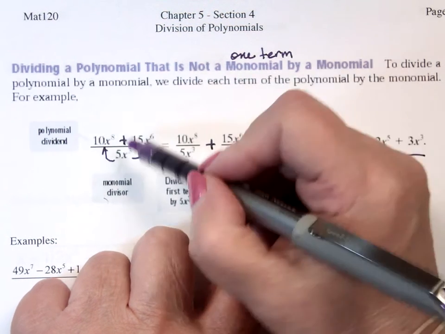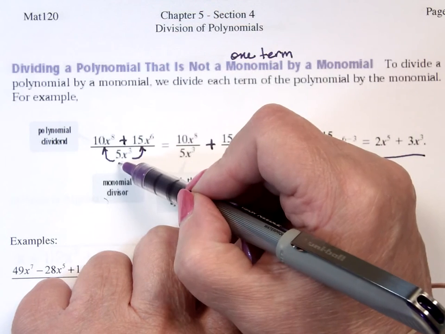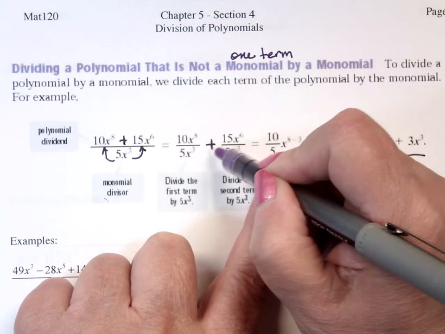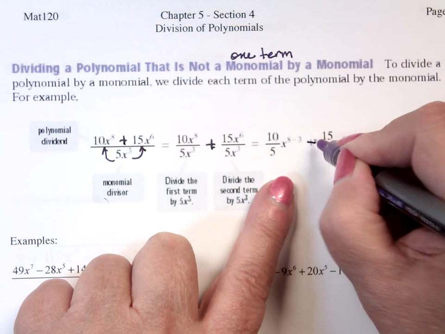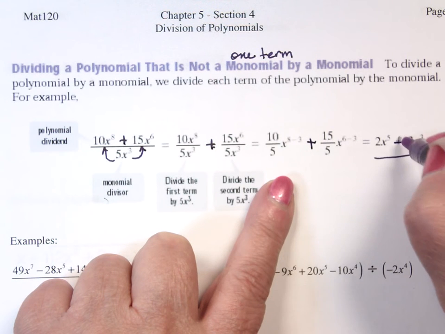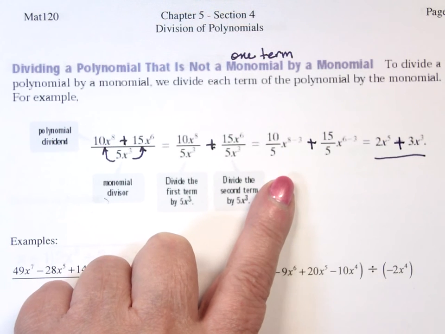But notice the sign here is plus because I'm dividing by a plus. The sign here is plus. The sign here is plus. There's nothing to change that middle sign. I start out with two terms, I'll end up with two terms. The numerator is two terms, my answer will be two terms.